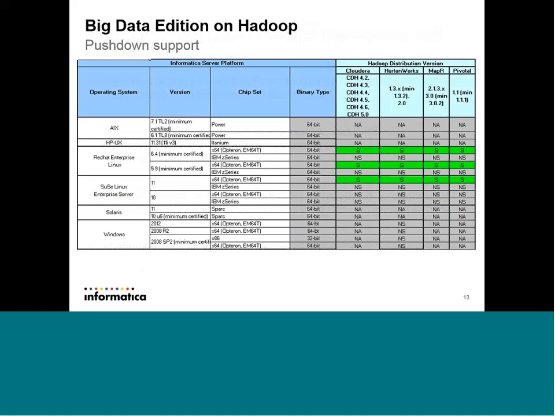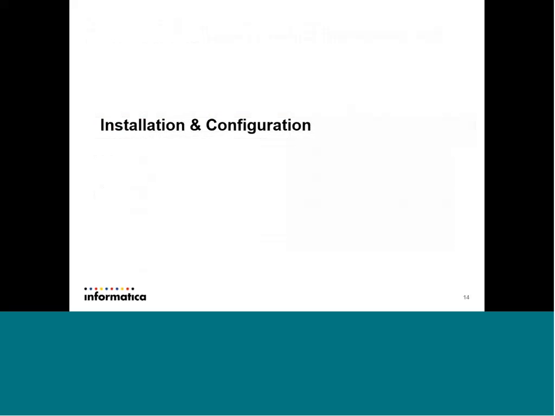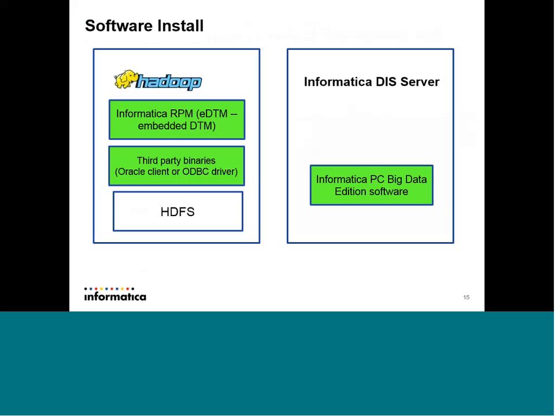Here is the product availability matrix. As you can see, SUSE Linux and Red Hat Linux are the only two supported operating systems. And we are showing some of the Hadoop distributions and the versions as of the latest 9.6 release. With that, let's move over to installation and configuration.